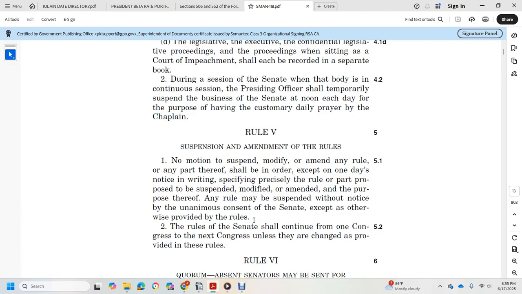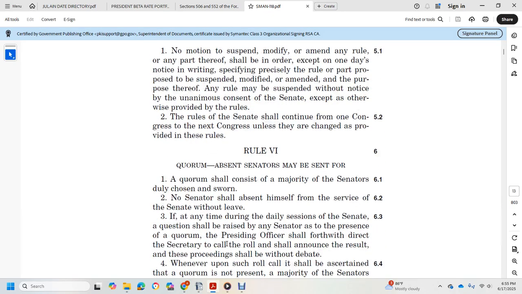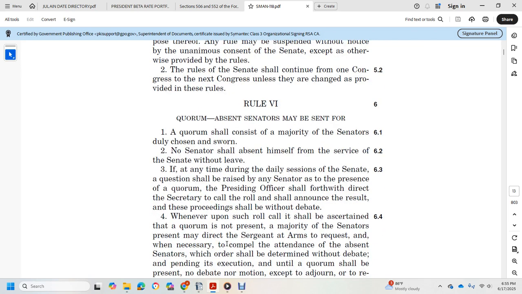The rules of the Senate shall continue from one Congress to the next Congress unless they are changed as provided in these rules. Rule 6. Quorum. Absent senators may be sent for. A quorum shall consist of a majority of senators duly chosen and sworn.